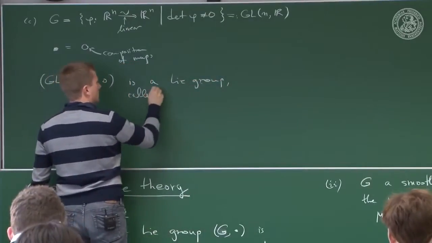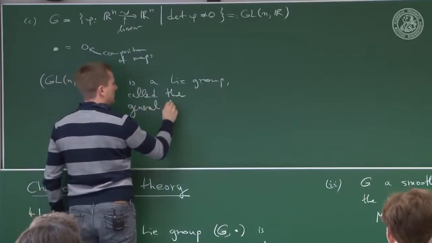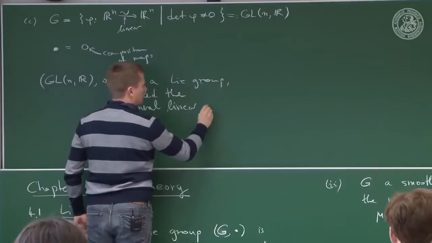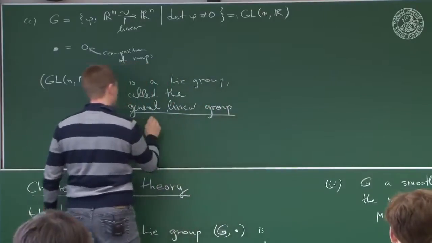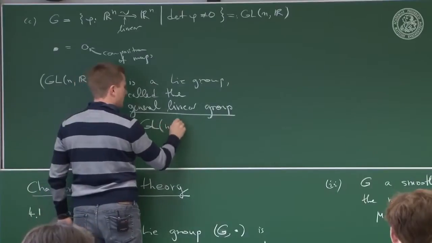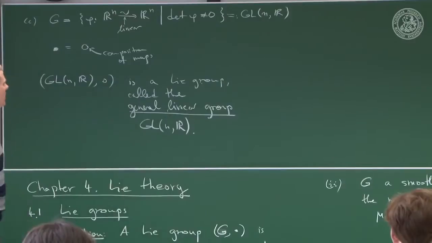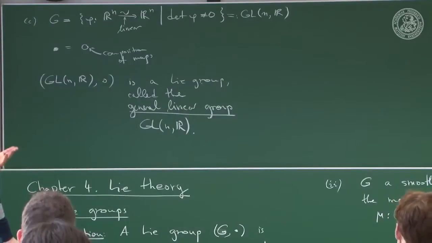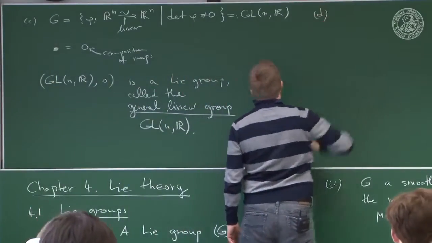called the general linear group. And as such it is also called GLn(R). So these are all Lie groups. Well, let me give you one more example because it occurs so often, but then that should be enough.